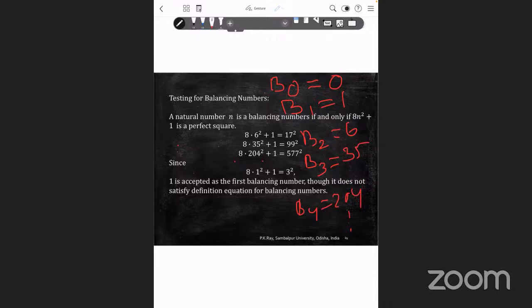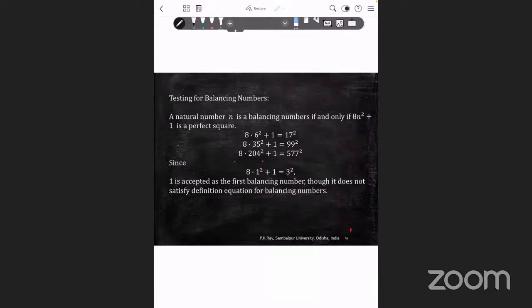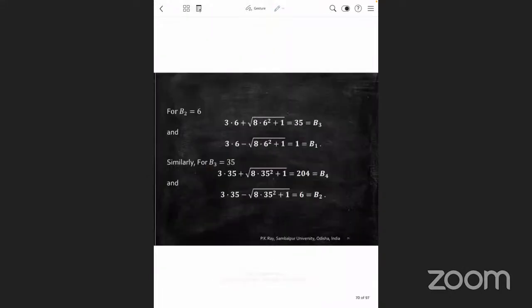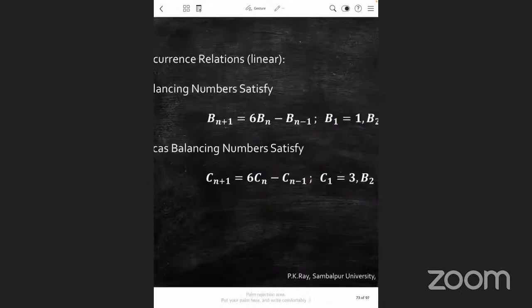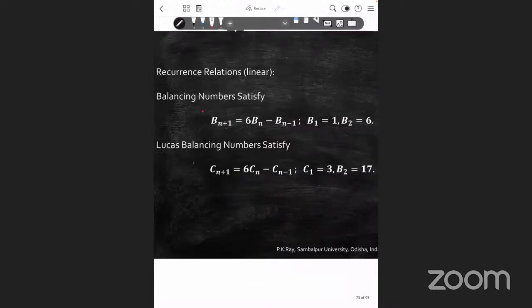Like Fibonacci numbers, balancing numbers also have a recurrence relation. So what is the recurrence relation for balancing numbers? That has already been found in that paper, so I'm not going to prove this one. I am just writing the recurrence relation. That is b(n+1) is equal to 6bn minus b(n-1). This is the recurrence relation for the balancing sequence with initial values b1 is 1 and b2 is 6. If we put these here, we'll generate the whole balancing sequence.